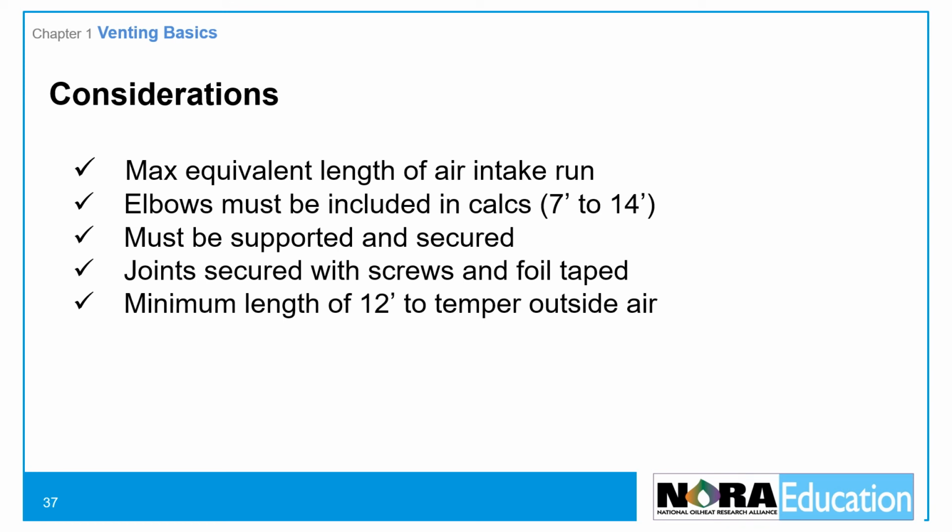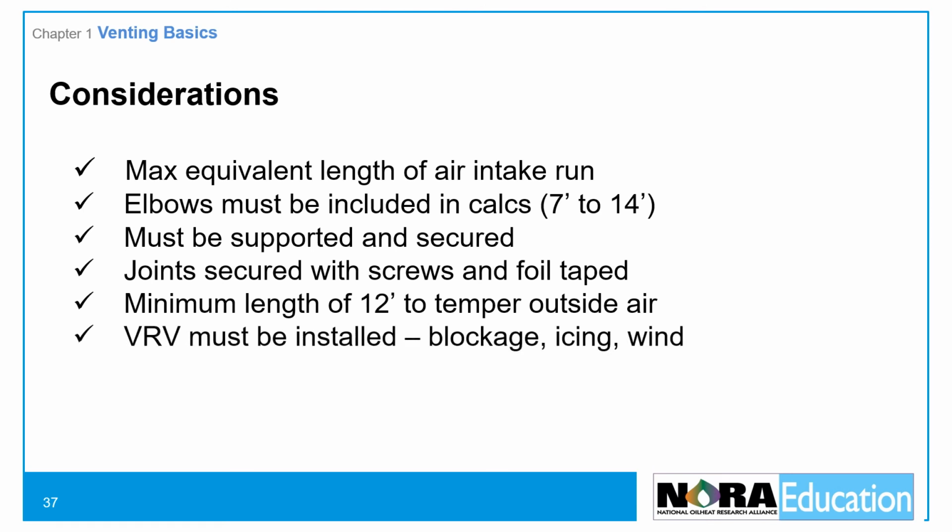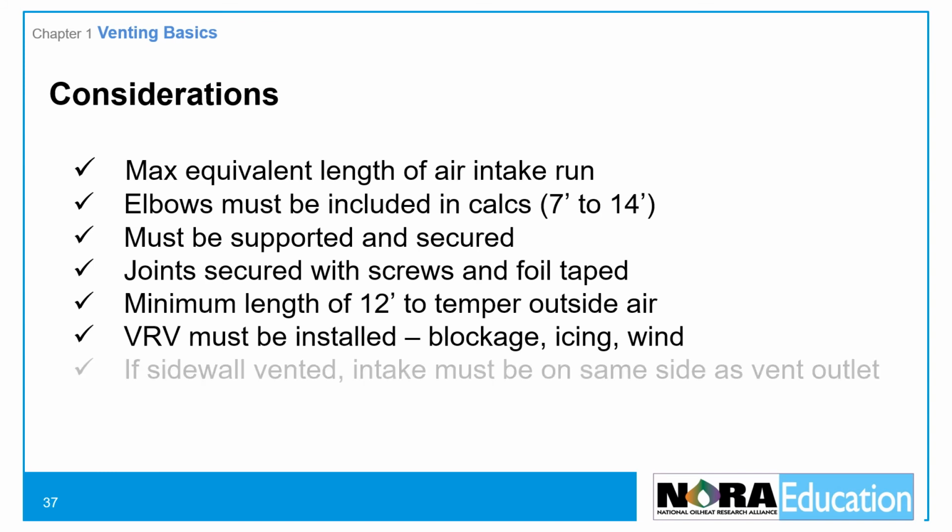A minimum of 12 feet of intake duct is recommended to temper the outside air being brought to the burner. A vacuum relief valve must be installed to guard against combustion problems associated with directly connecting burners to the outside, such as blockage of the intake termination, icing up of the ductwork, and the effects of wind. The vacuum relief valve will allow indoor air to be used if the outside air intake becomes blocked.